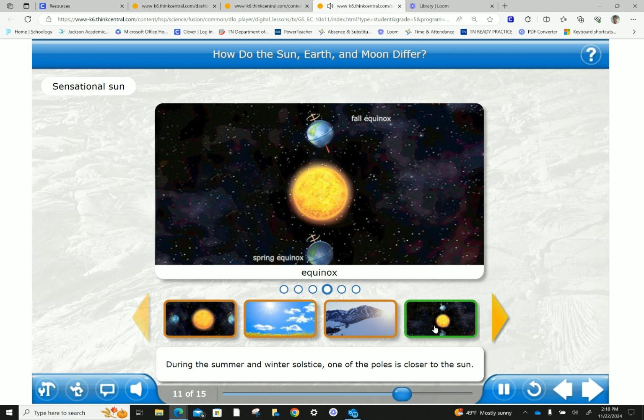During the summer and winter solstice, one of the poles is closer to the sun. Look at the image now. What part of Earth is closest to the sun? You're right, the equator. This means that the sun's rays are hitting Earth directly at the equator. The sun's rays are also hitting each hemisphere of Earth equally. This occurs in the spring and fall. These pictures show an equinox.